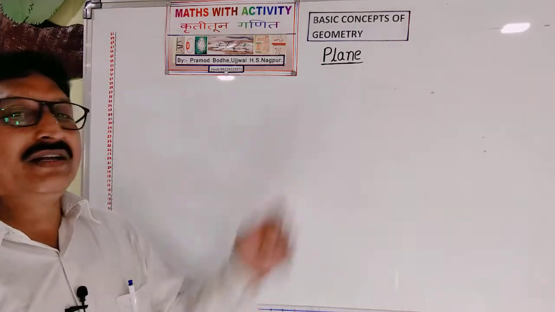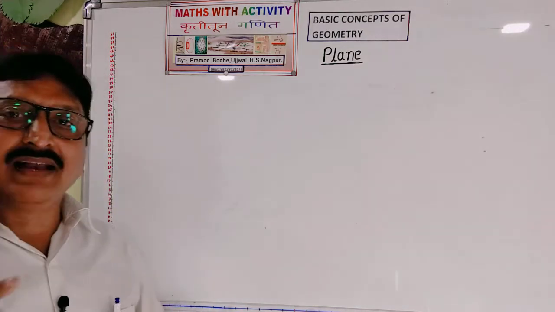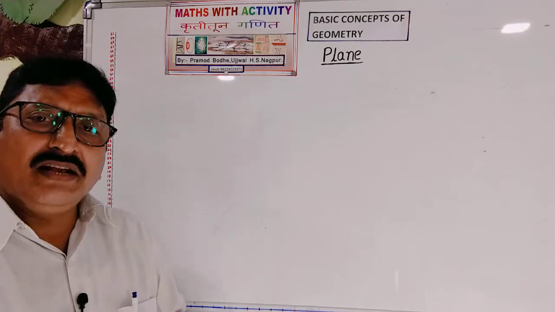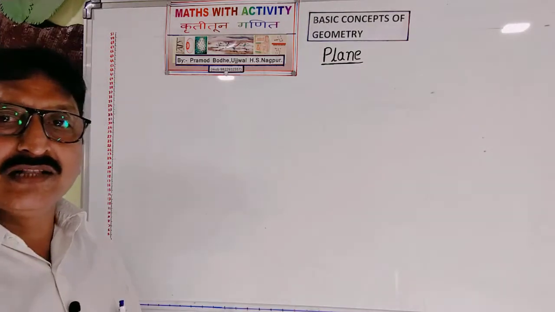Today we are going to learn about the plane. What do you mean by plane? A plane is a flat two-dimensional surface. Any surface is said to be a plane, just like this board. This is also a plane.